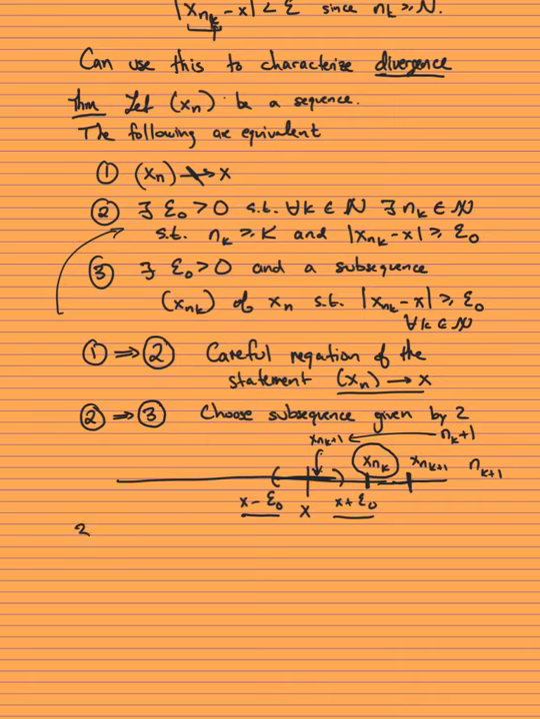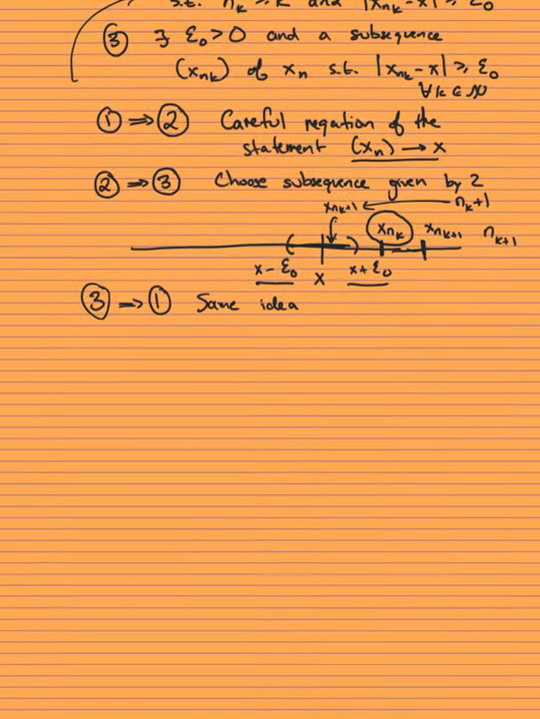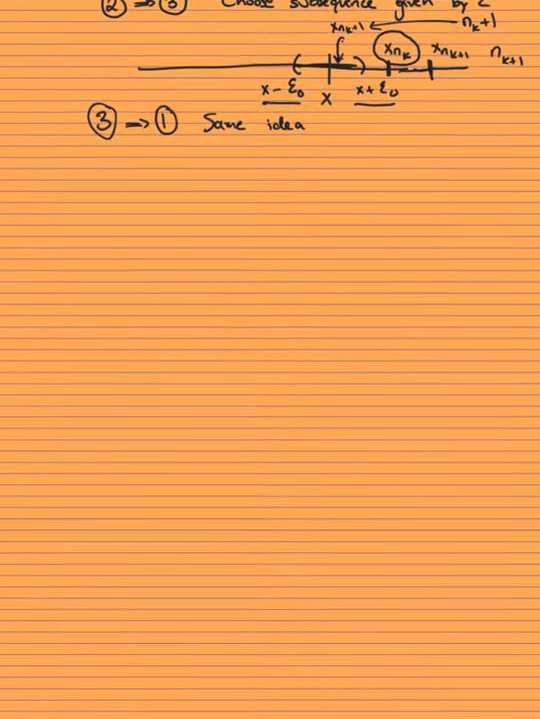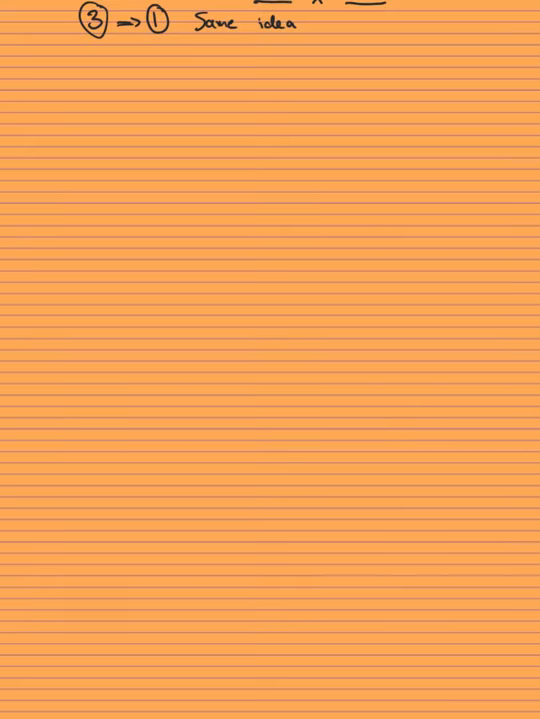Okay? And then finally, 3 implies 1 is the same idea. If you have this subsequence which stays far away from x, then that's going to stop you from converging, right? Because you just choose epsilon now which is smaller than that distance. Okay, so let me give you some more criteria. So this is called divergence criteria.